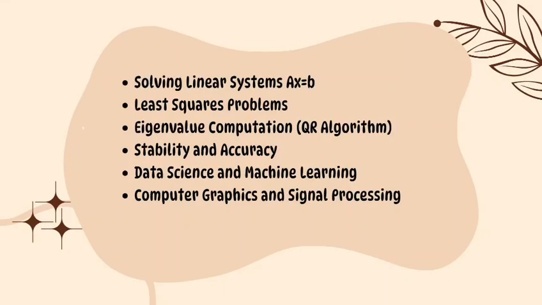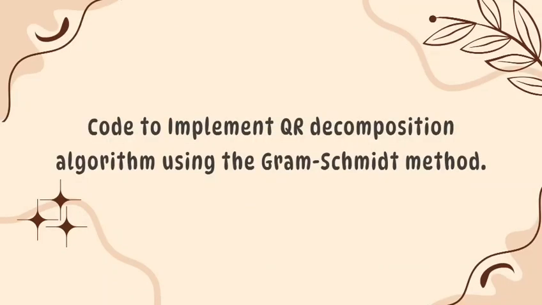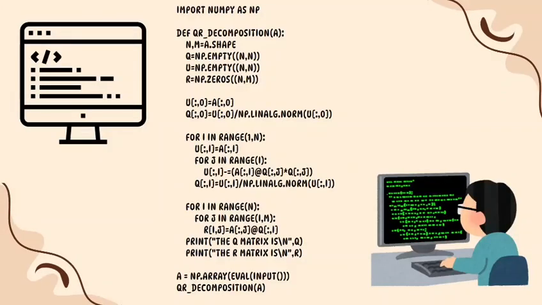It is used in various fields like solving linear systems, least squares problems, eigenvalue computation, data science and machine learning, computer graphics, signal processing, etc., and many more. So the code to implement the QR decomposition algorithm using the Gram-Schmidt method is this.